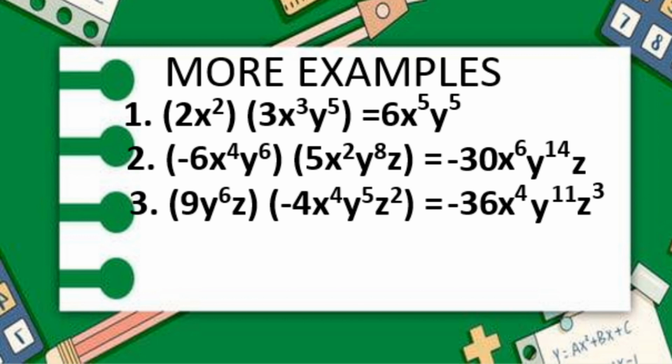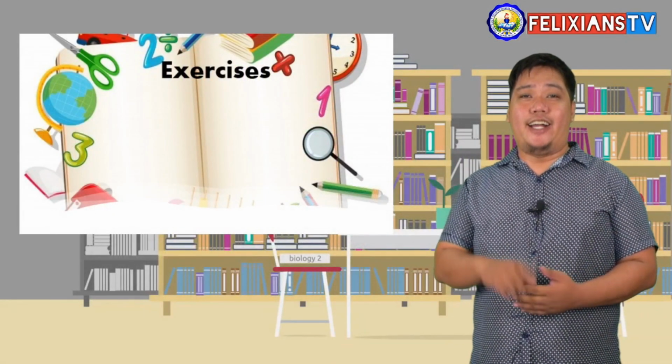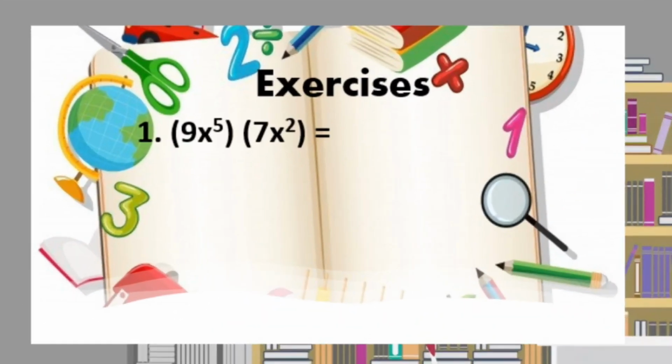Got it? Okay, so now let's have some exercises. I believe you can do it, right? Okay, so let's have some exercises, shall we? All right, so let's answer number 1. Okay, for number 1, we have 9x to the 5th times 7x squared. So in here, you'll just simply first multiply the numerical coefficient, and the product will be, okay, perfect, it's 63. That's good. Now, copy the base, and what will be your base? Okay, that's correct, it's x.